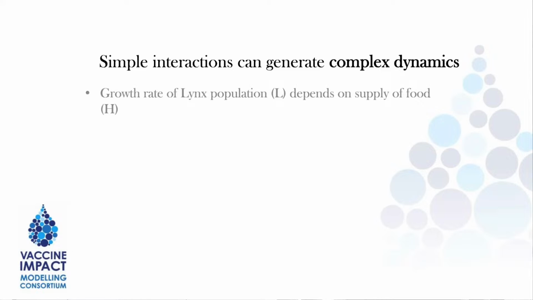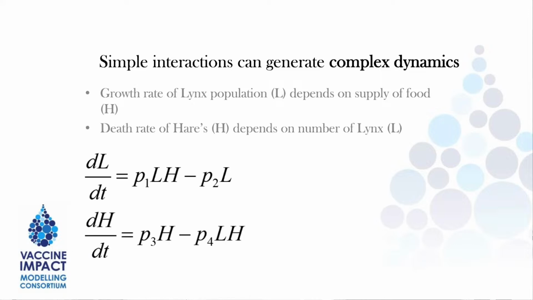or lynx rather, and they hypothesized that that interaction between the predator and the prey could be responsible for generating the cycles in incidence. So in order to explore this hypothesis, they developed a mathematical model with some very simple assumptions. They said, well, let's assume that the growth rate of the lynx population depends on the supply of food, so the number of hares, and the death rate of the hares is going to depend on the number of lynx that are eating them.